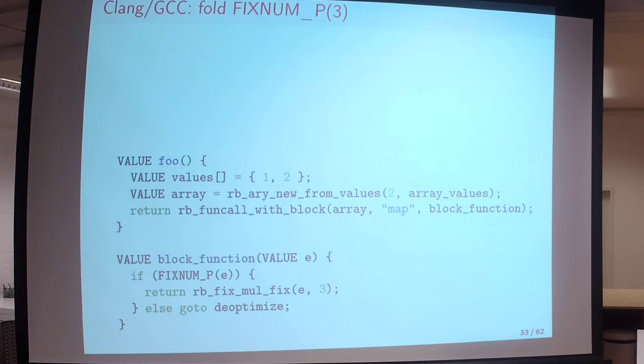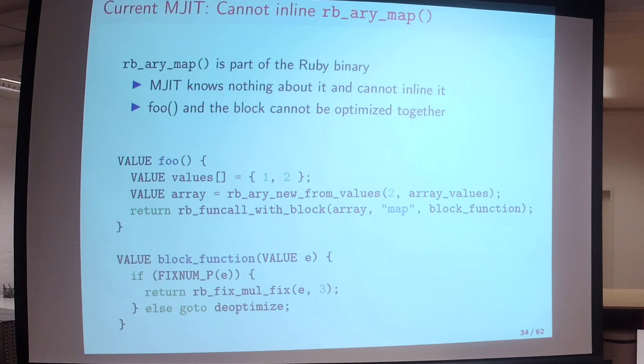But that's it. It cannot go further because it doesn't know how to go in this or this or this, because this is already compiled to native. It has no idea what it does. It has no idea what the logic does. So this is currently the main limitation of MJIT: it doesn't know anything about the map function, for instance, because that's part of the Ruby binary, but it doesn't exist in source form at runtime, and it doesn't know how to go through it, how to inline it, how to optimize it.